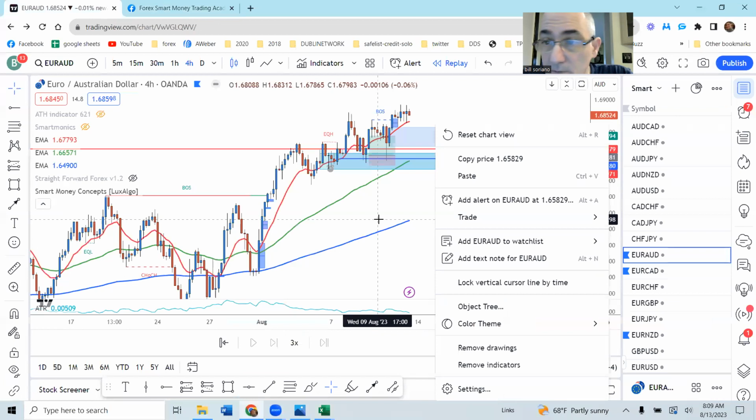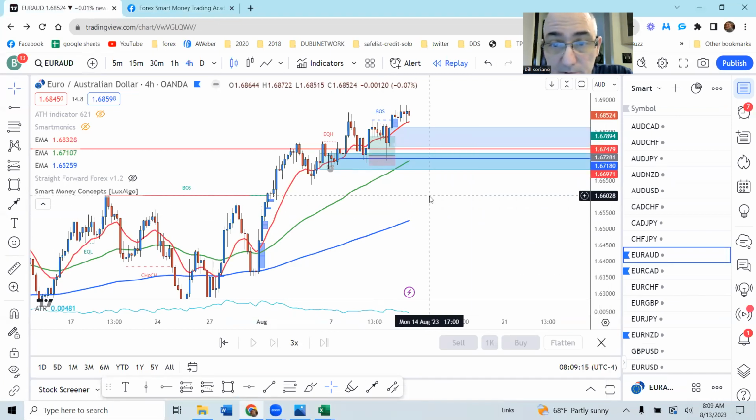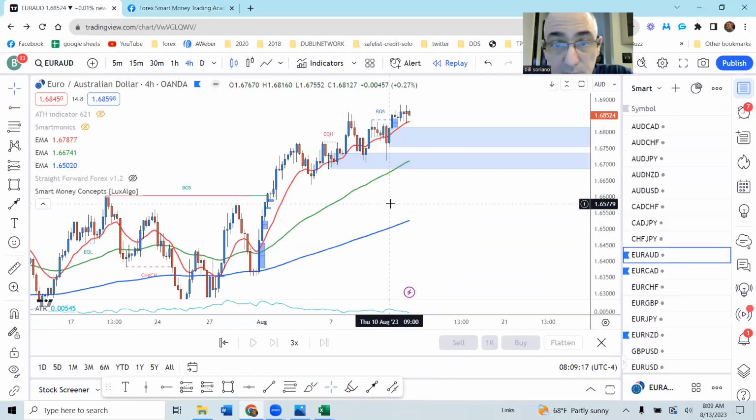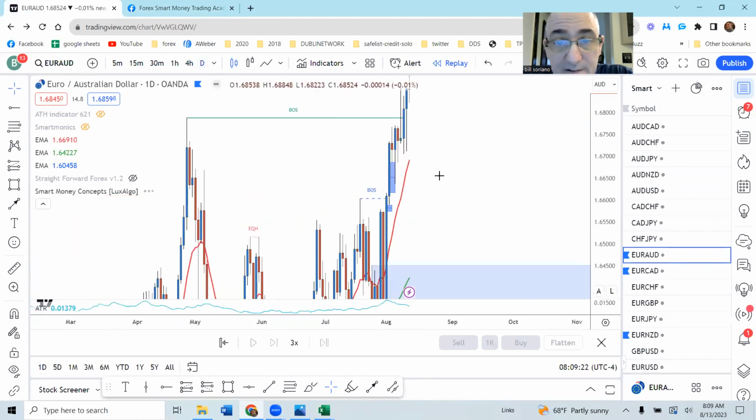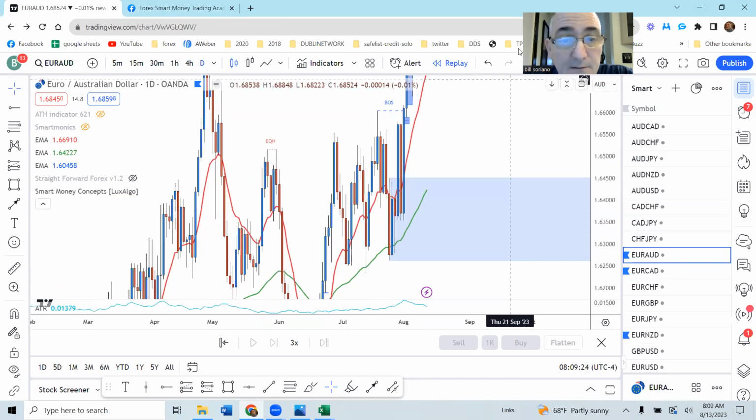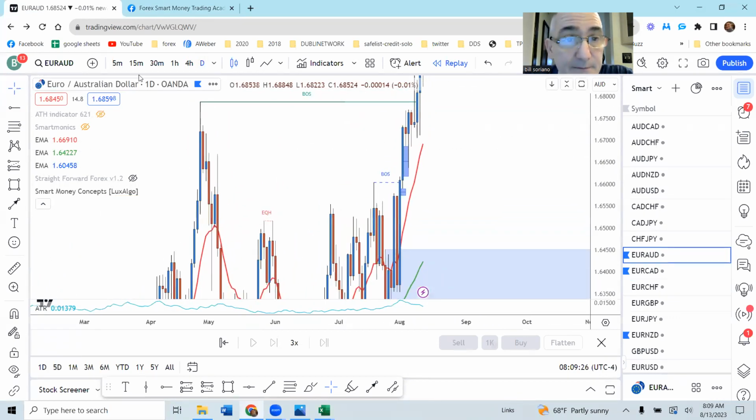So let's see where we're at here now. What we want to do is remove the drawings. Here we go. So on the daily, we're going to see this bullish order flow here as price moved out of this consolidation area.